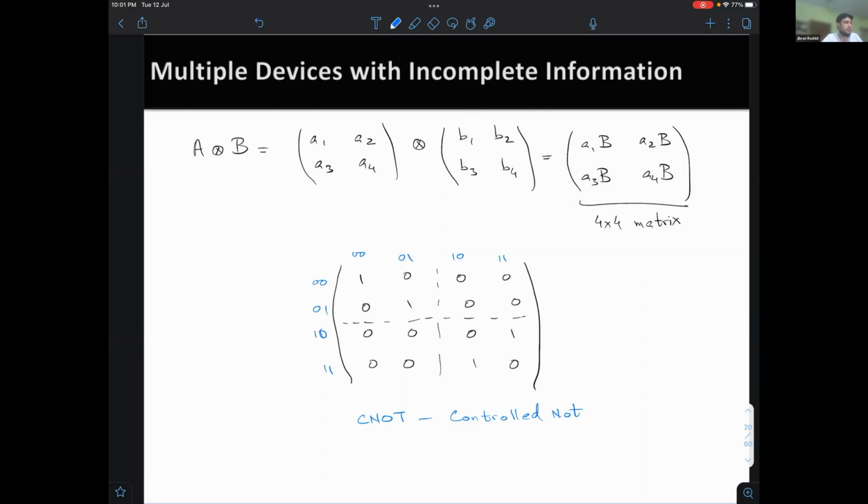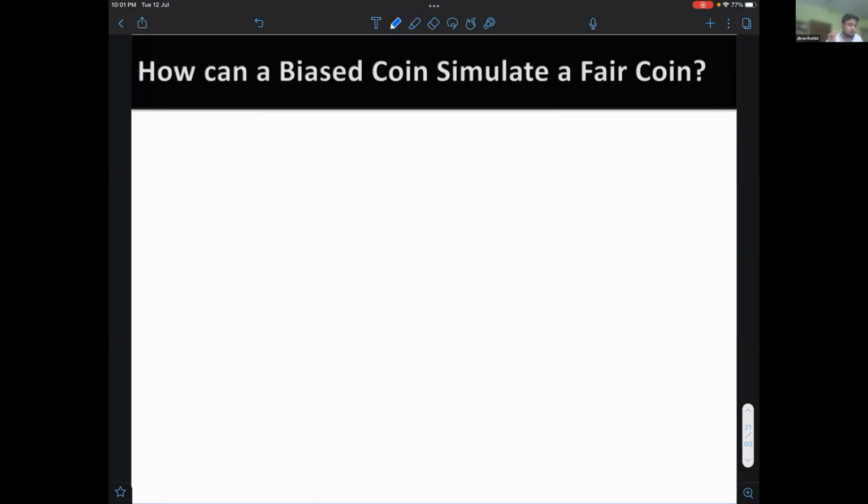I'll finish up with the technical content, and I'll end with a question for people to ponder over. Assume you have a coin with probabilities P and 1 minus P, such that you know P is not equal to 0 and P is not equal to half. Using this, how can you simulate a fair coin? We don't know the value of P, we just know it's not 0, so it's not a deterministic bit, and it's not equal to half, so it's not already a fair coin.